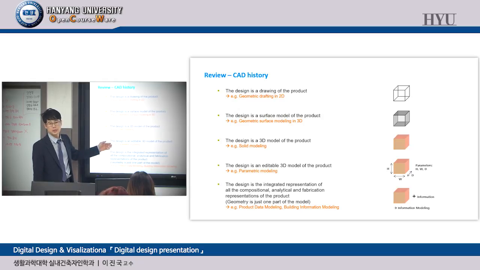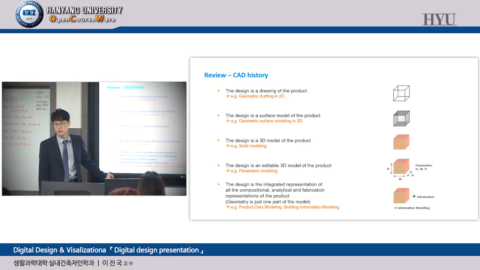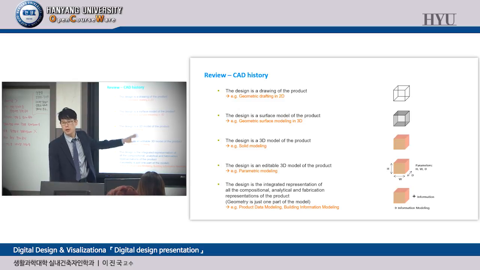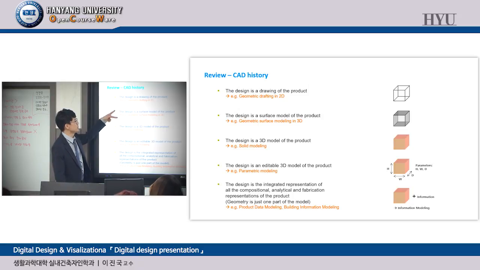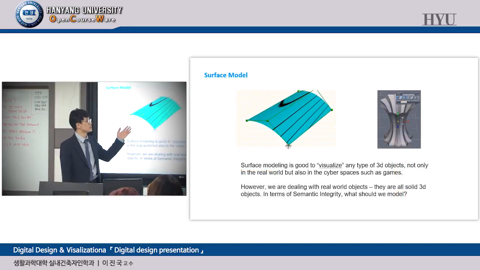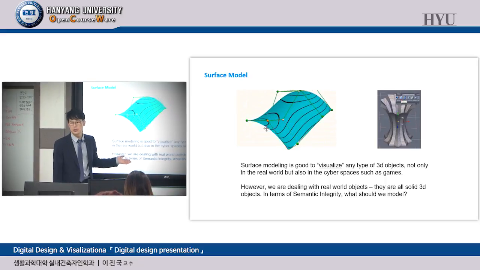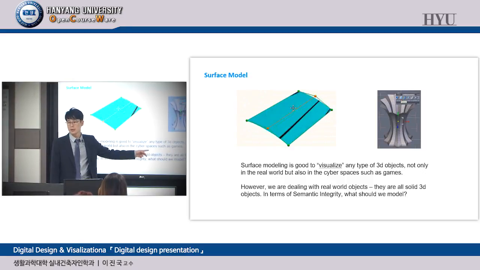Solid model, parametric model, BIM models, they are all usually integrated. And the BIM tools, such as ArchiCAD, Revit, have all those features. All the features it has. So this is the most advanced one. But we are still in this stage. Why are we still in this stage? As I told you before, surface model: lightweight, handy, very, very good to visualize anything.